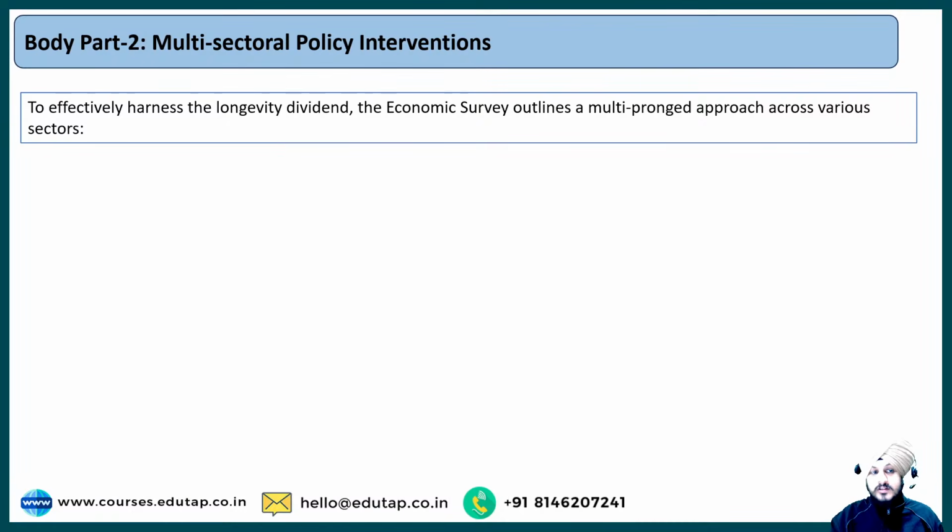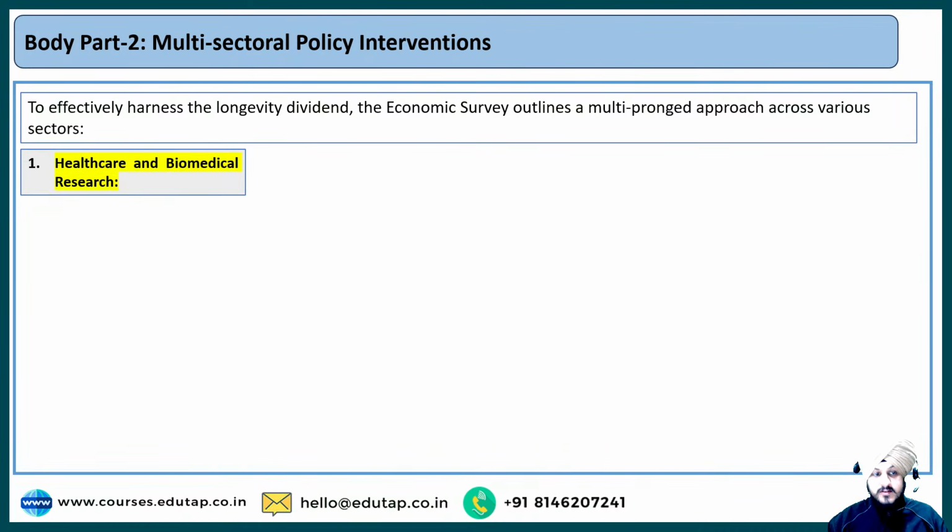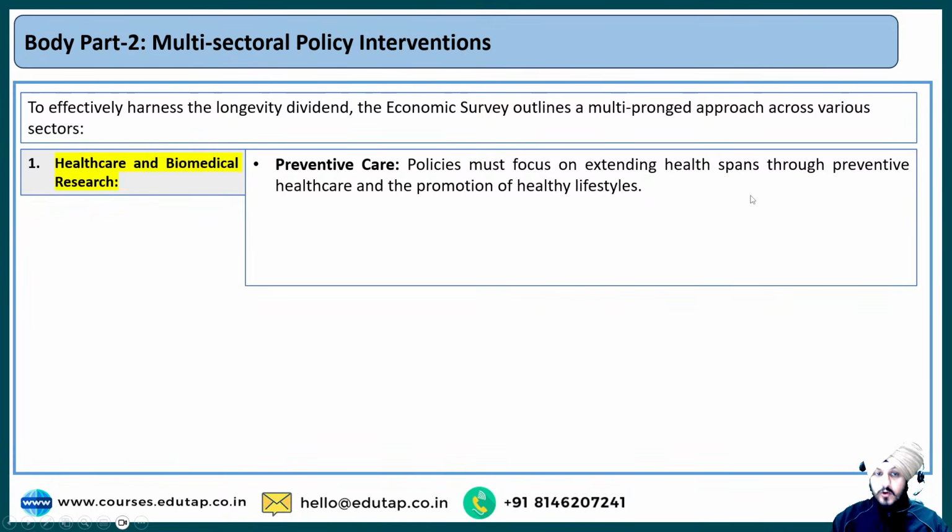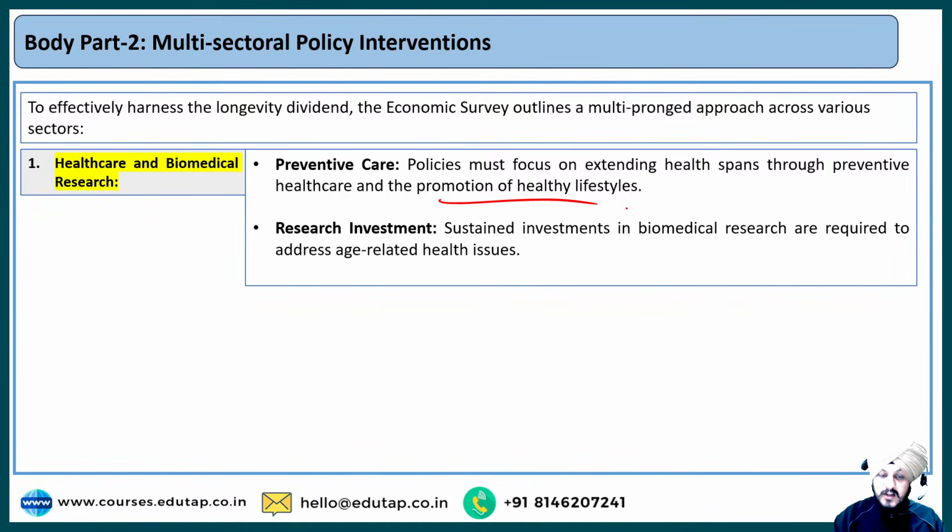Now let us move on to the second part of the body, that is regarding multi-sectoral policy interventions. So over here, the first point is that the economic survey talks about healthcare and biomedical research. The policies that the government is formulating must focus on extending health spans through preventive healthcare and promotion of healthy lifestyles. Apart from that, we need to invest in research and development, and very specifically in biomedical research.